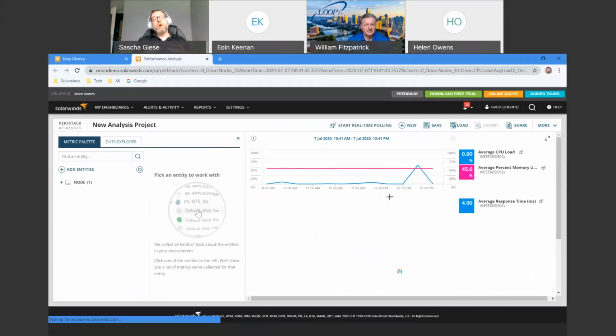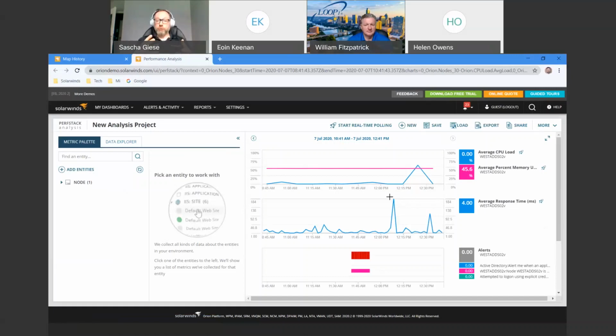What we see now is a feature called PerfStack, or performance analysis. It's also a feature of the platform, like the maps. And it automatically populates data of whatever element I just clicked on. It could have been a firewall, it could have been a switch, it doesn't matter, okay? So we see at the right side some random performance metrics like CPU and round trip time.